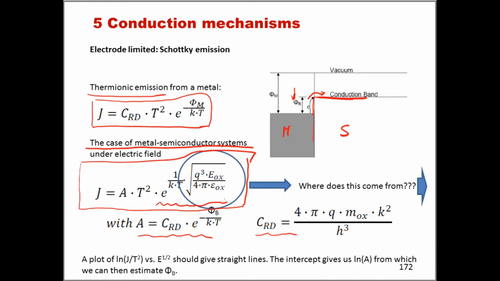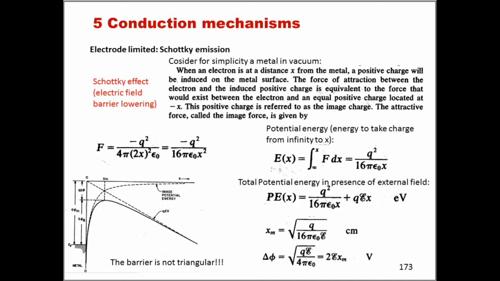So let us try to understand where this electric field dependence comes from. Let us have a look at what is happening here. The term containing the electric field dependence in the previous formula providing the current density arises from what is generally called the Schottky effect, and this is a purely electrostatic effect.